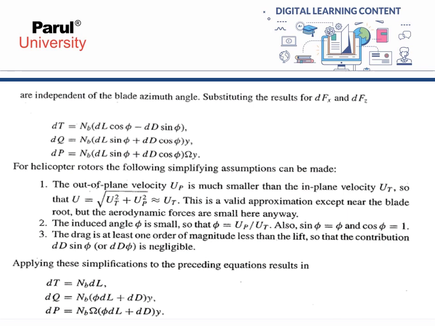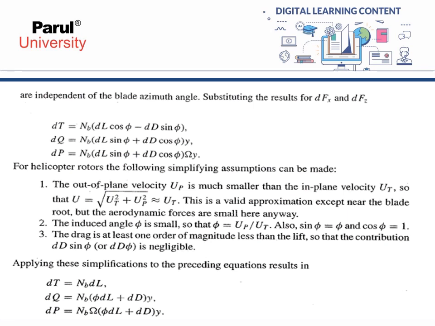For helicopter rotors, the following simplifying assumptions can be made. The out of plane velocity UP is much smaller than the in-plane velocity UT, so that U equal to square root of UT square plus UP square is approximately equal to UT.